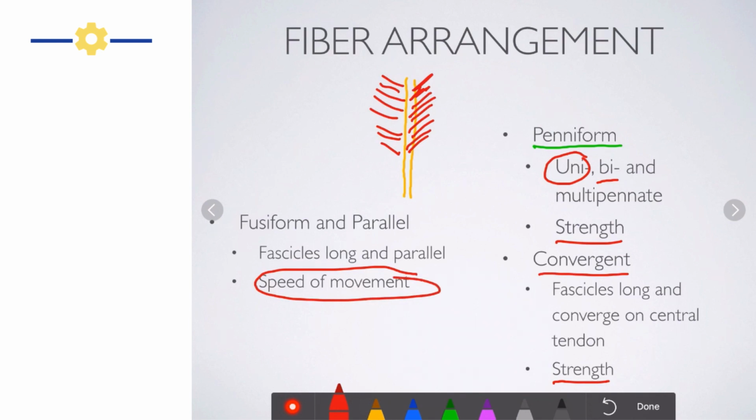Generally, at each of our joints, we have a combination of these different fiber arrangement muscles. We have some muscles across that joint for speed and some for strength. An example in the lower extremity: we have speed muscles like the sartorius, the gracilis, and the adductor muscles, and then we have strength muscles like the rectus femoris and so on that are built more for strength.